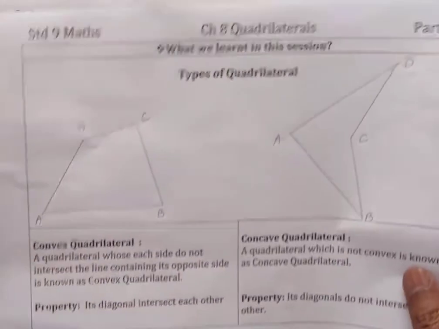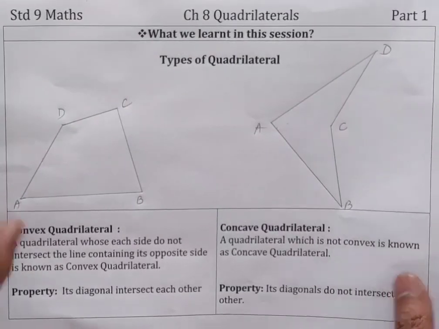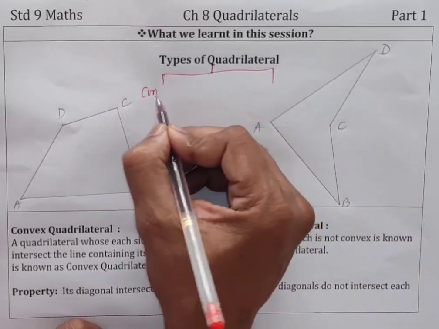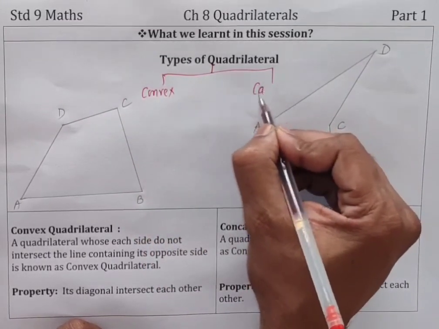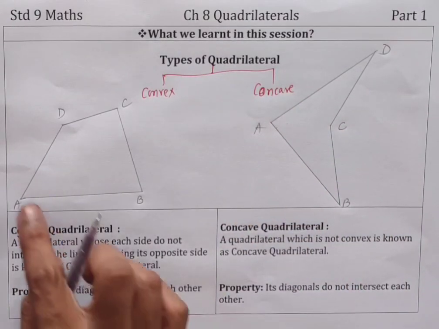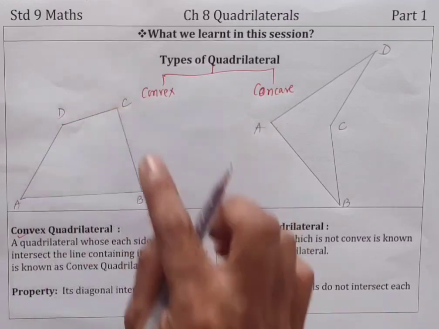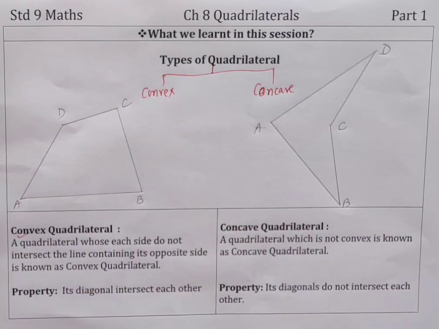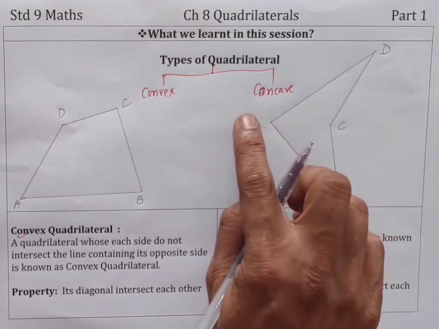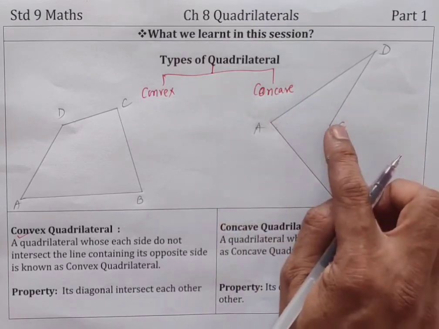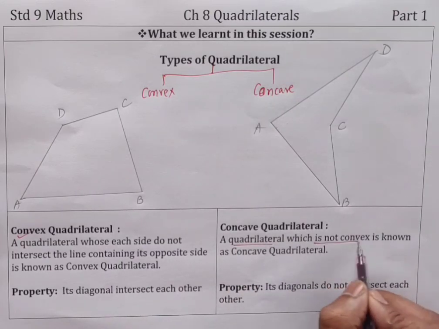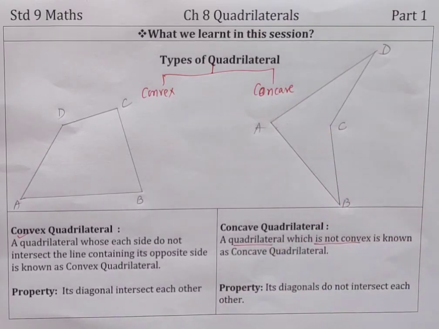Last but not the least, yes, types of quadrilateral that we learned. Okay. There are 2 types of quadrilateral. One is convex quadrilateral and the other is concave quadrilateral. Here is the definition. A quadrilateral whose each side does not intersect the line containing the opposite side is known as convex quadrilateral. Concave, इसमें दो साइड intersect the line containing its opposite side and two sides do not intersect. लेकिन उसका definition हम कैसे कहते हैं? A quadrilateral which is not convex is called concave quadrilateral.